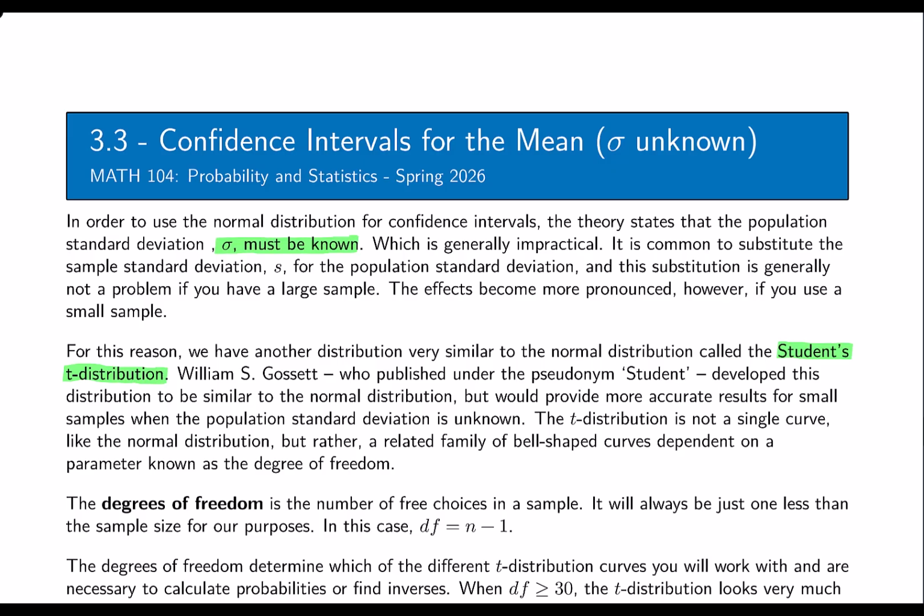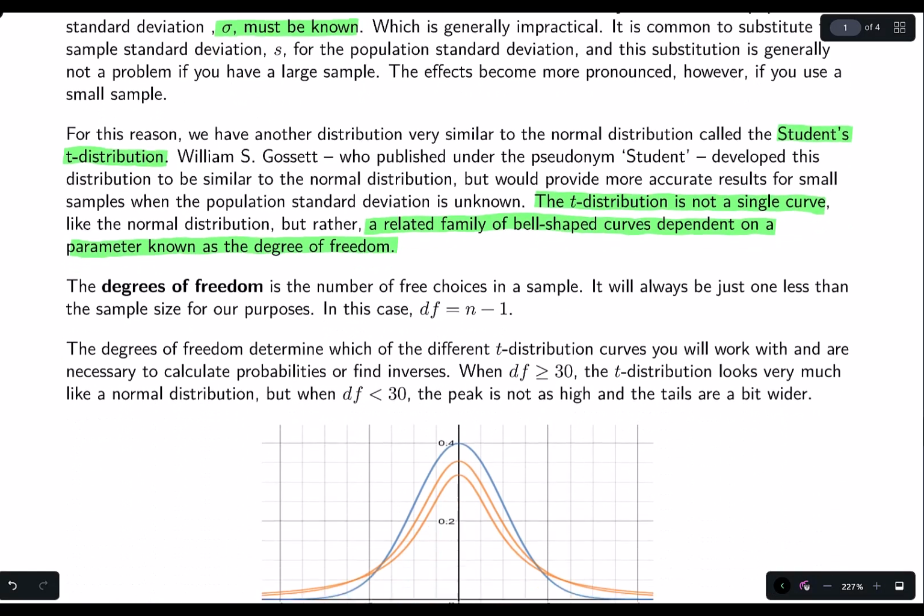Now, the t-distribution is not a single curve. The normal distribution is just one bell-shaped curve. But the t-distribution is actually a family of different bell-shaped curves, and you pick the bell-shaped curve based on a parameter known as the degrees of freedom. The degrees of freedom is the number of free choices in a sample. And that's always just going to be one less than the size of our sample, for any of our purposes here.